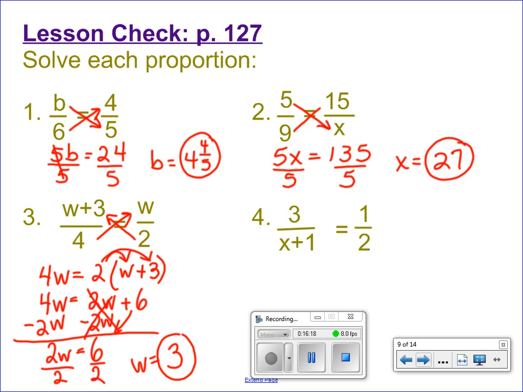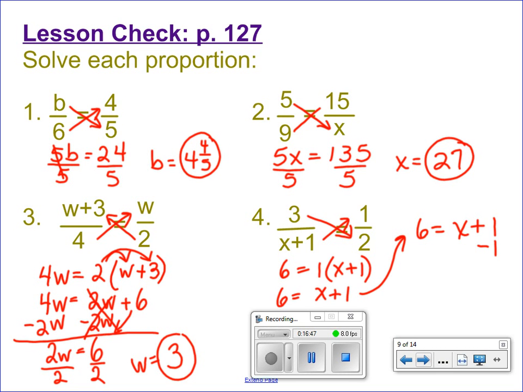Number 4, using cross products again, I have 3 times 2 is 6. The other direction, I have 1 times x plus 1. Now, 1 times x plus 1 is simply x plus 1. Okay, that's the identity property. The only last thing I have to do is subtract 1 from each side. 1 minus 1 gives me 0. On the left side, 6 minus 1 is equal to 5. And so my x is equal to 5.